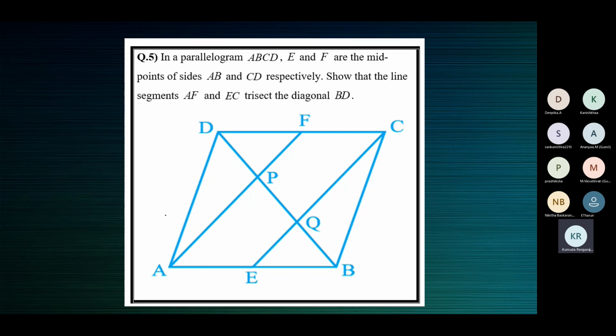So what do we have, children? Parallelogram ABCD, both pairs of opposite sides parallel and equal. E is the midpoint of AB. F is the midpoint of CD. AF intersects diagonal BD at P. EC intersects diagonal BD at Q. We need to prove that the line segments AF and EC trisect the diagonal BD, or that the points P and Q are the points of trisection of the diagonal BD.